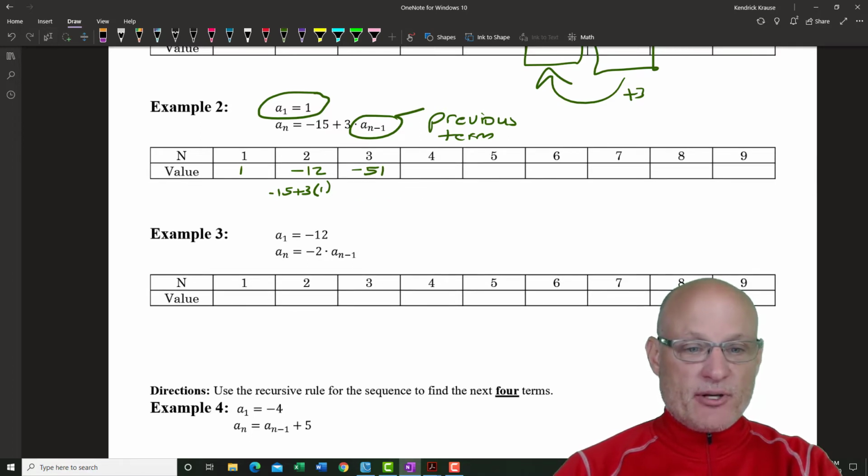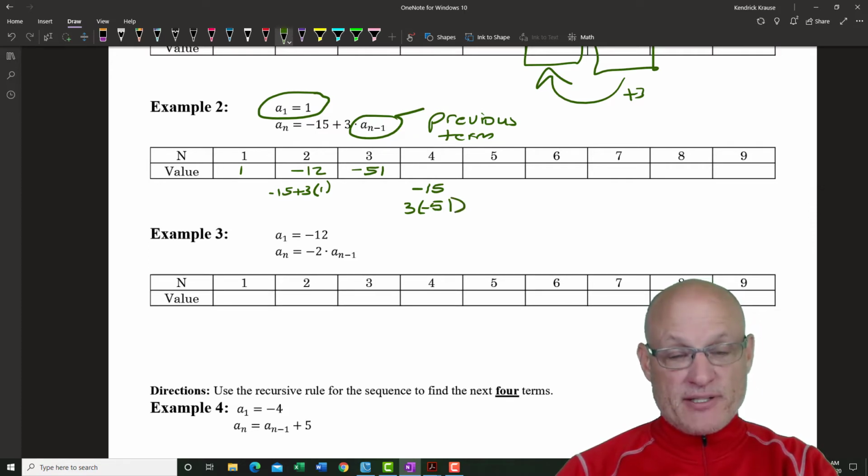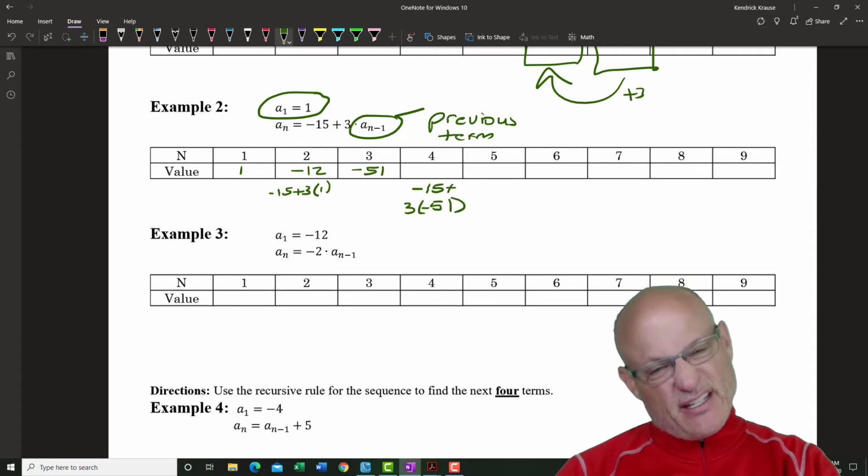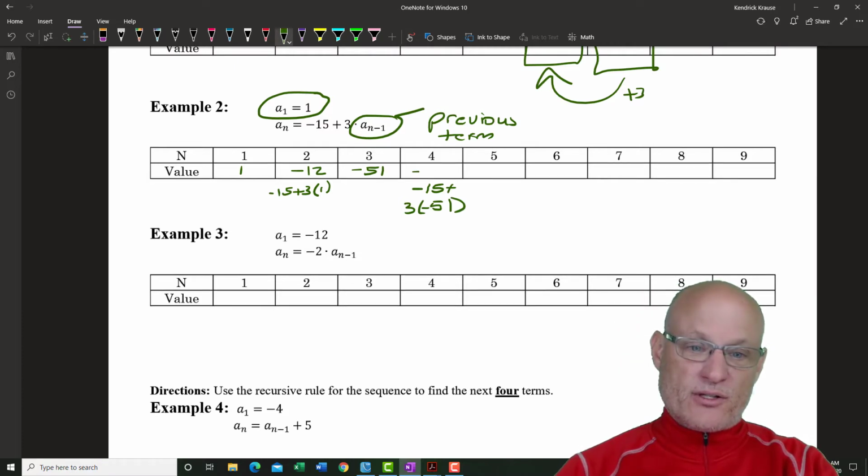And then I'm going to do it a little bit different. We're going to do negative 15 so I can make it neater, and then 3 times the previous one. So 3 times negative 51 is negative 153, so this would be negative 168.